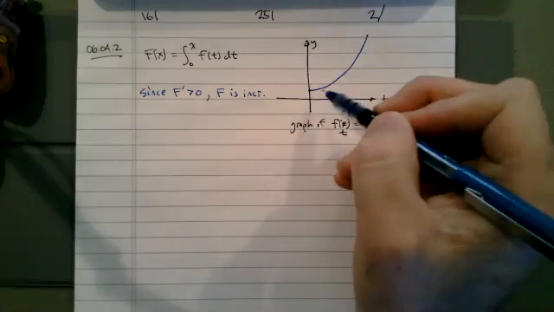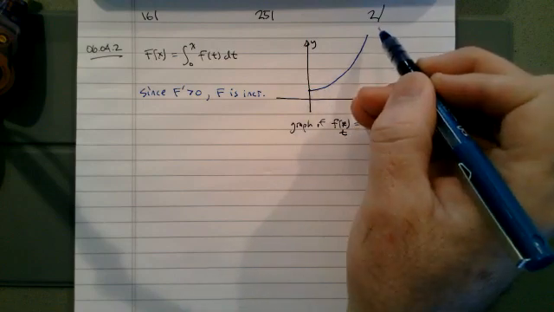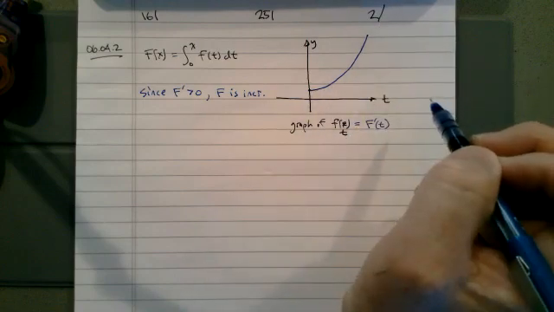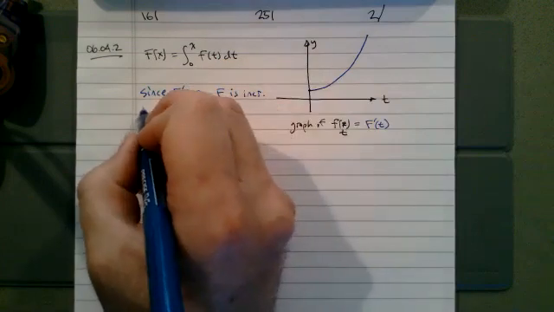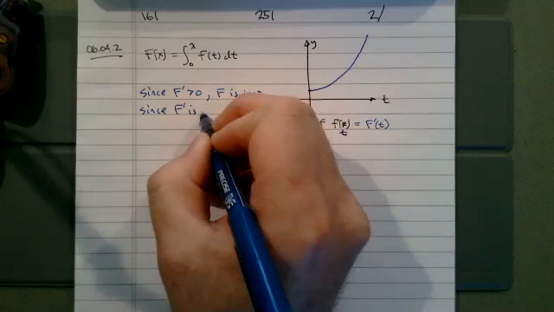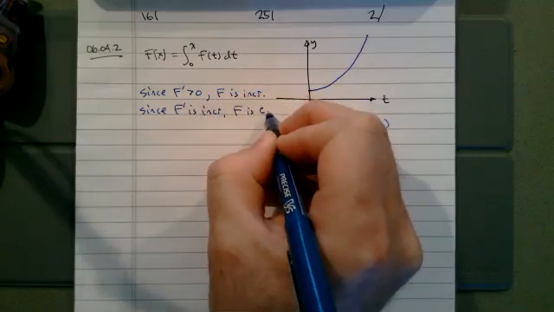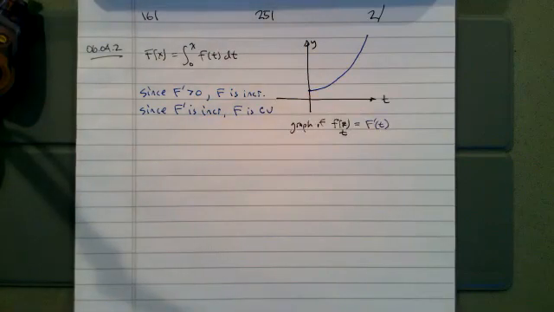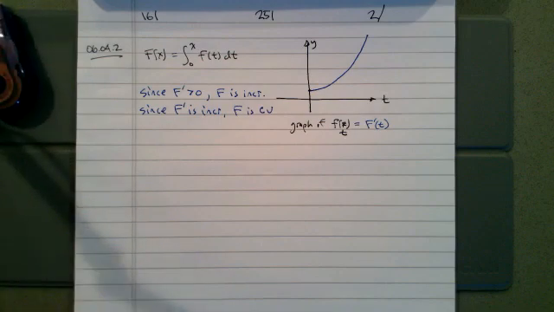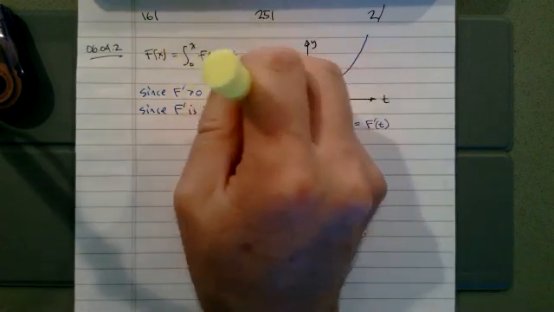We also can notice that f prime is increasing, so f is concave up. So we're going to look for a graph that is both increasing and concave up. Here are characteristics of f that we're looking for: F is increasing and f is concave up.